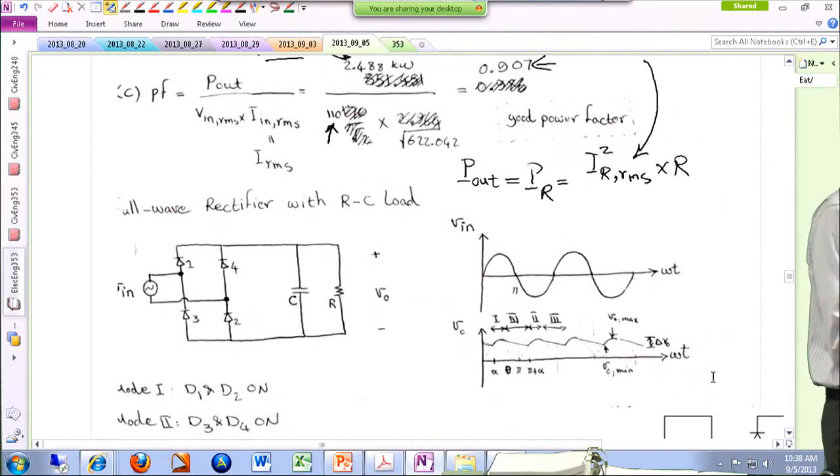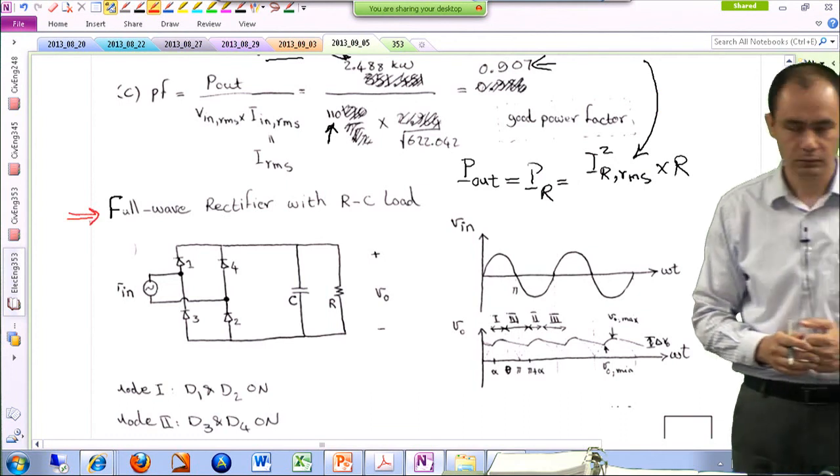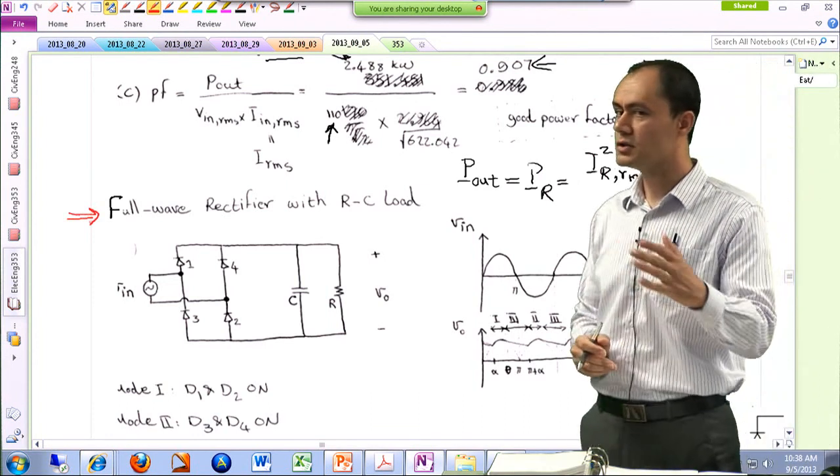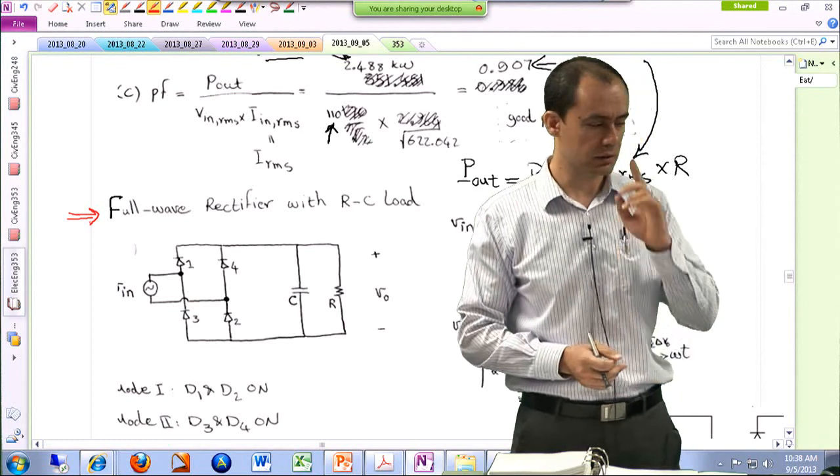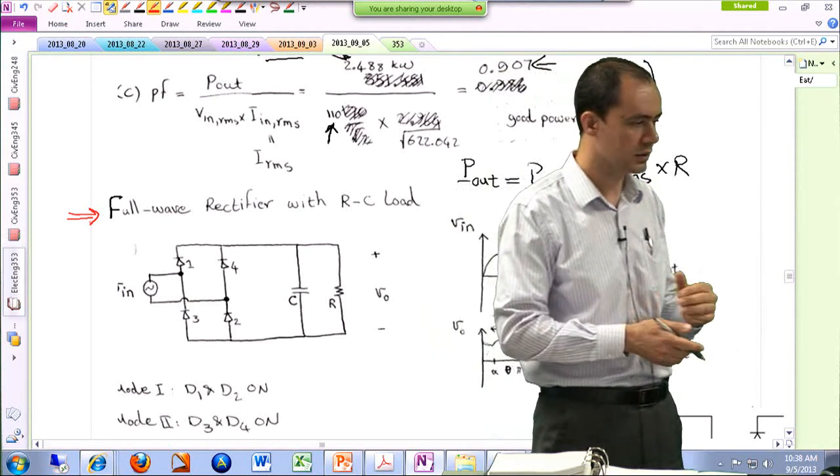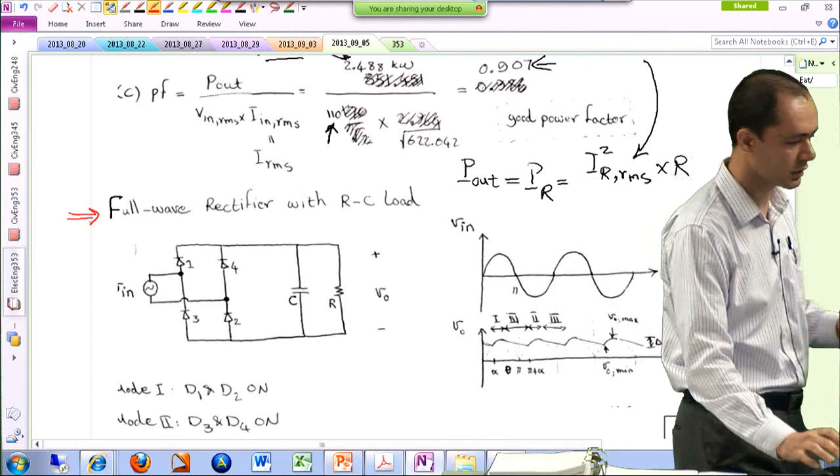So we are looking at a full wave rectifier with an RC load. Okay? So now we are focusing here. We have already analyzed a half wave rectifier with an RC load. This is kind of similar to that. It's just a matter of it rectifying in full wave.